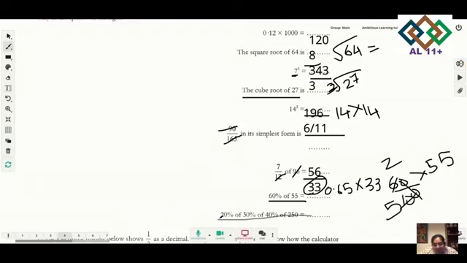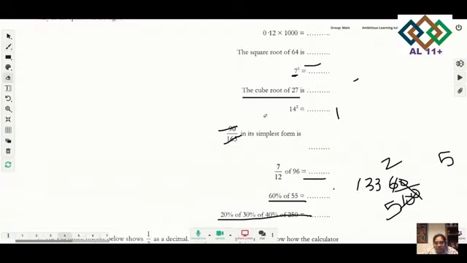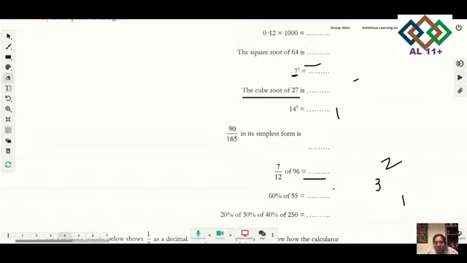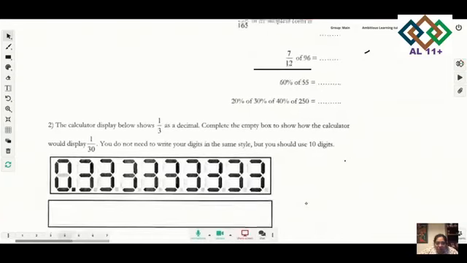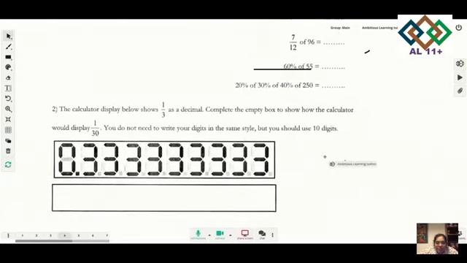Next one is 20%. I need to rub this out. Just look at this one. So we are moving on to the next one now. These are all part of number 1. So the next one is an easy one. They're asking you 20% of 30% of 40% of 250.